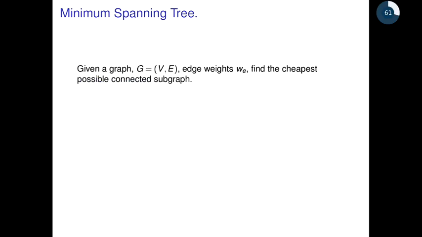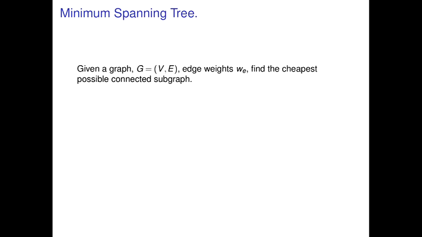Now let's talk about minimum spanning tree. You're given a graph and edge weights, w(v), and you want to find the cheapest possible connected subgraph. Maybe you want to think of these edge weights as cost.